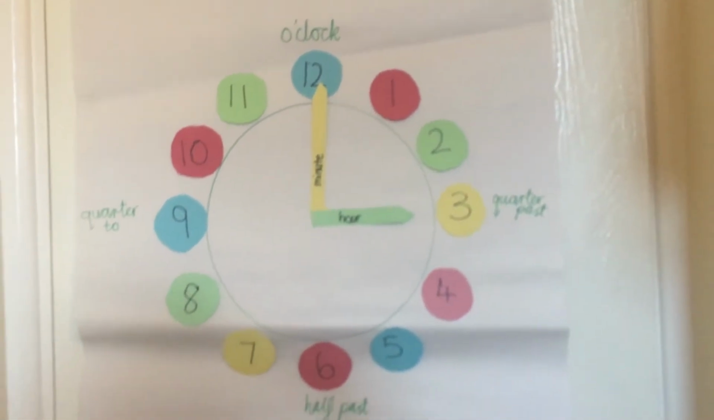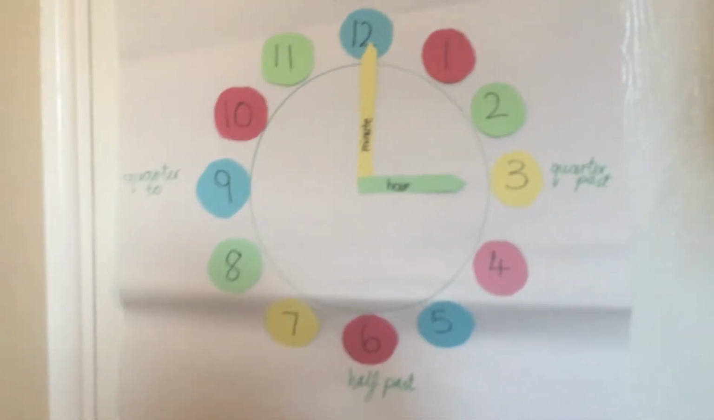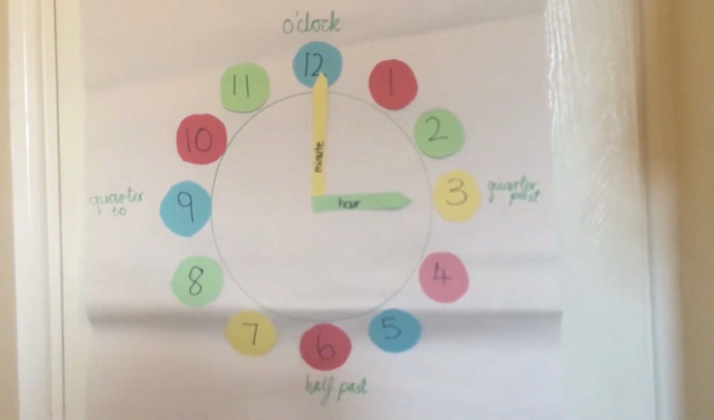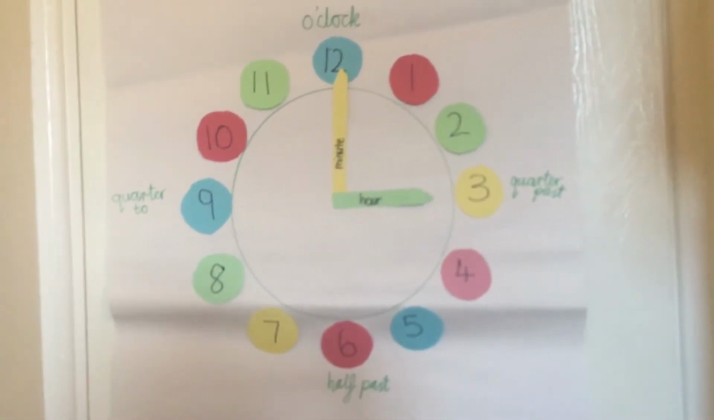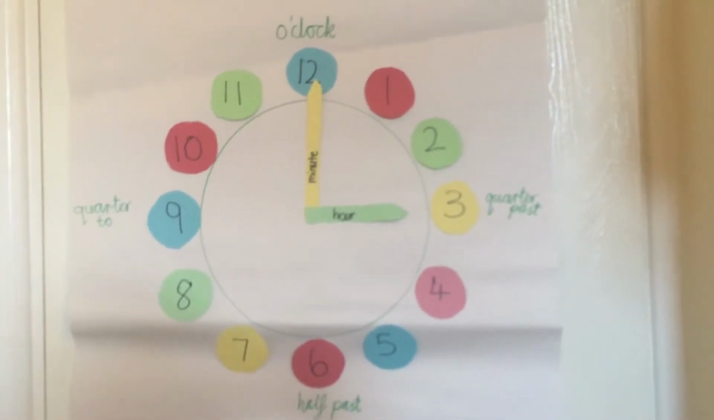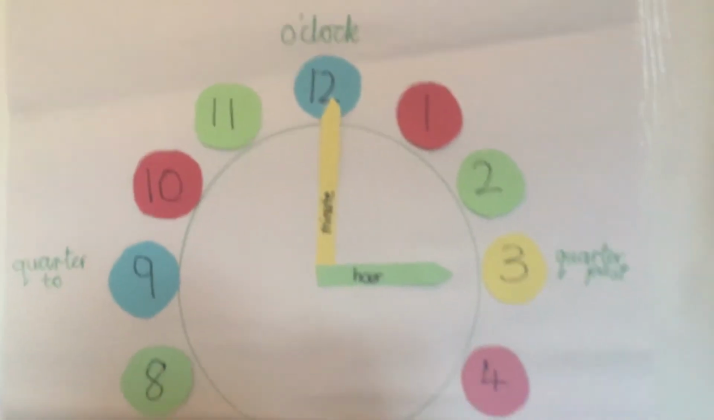So I don't have an analog clock at home, so I've had to make my own. I just traced around a plate and then cut out some circles. And I know that a clock is labelled from 1 to 12, so I cut out 12 circles and I have put them around the clock.